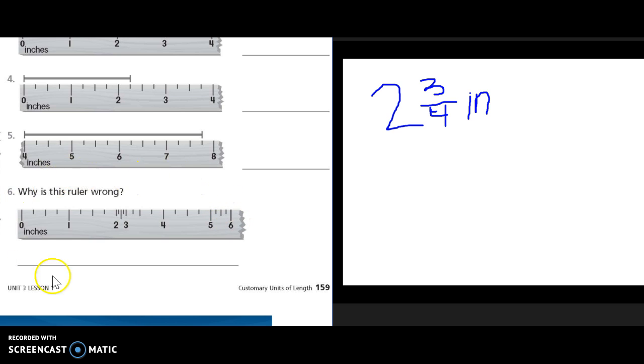So you look at them, you see what is wrong with this ruler. Does it look the same as these? Would I be able to accurately use this to measure something? Are each of my units of measurement, or my inches, are they each equal? Think about that and answer that question.